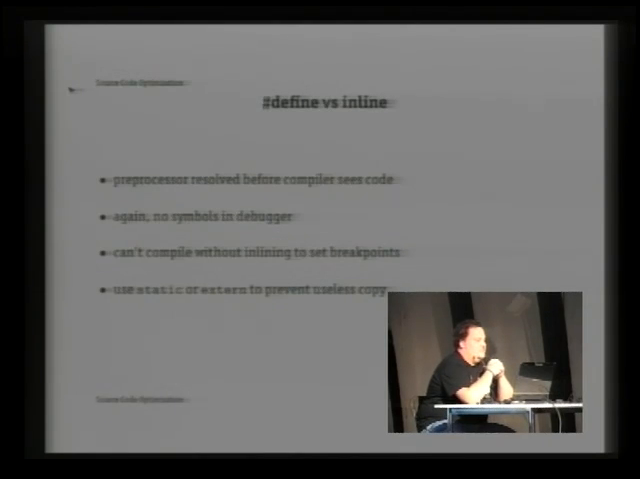This is something that's used often, but if you use #define, you get the same problem that you get with a #define for constants. The preprocessor resolves it before the compiler even sees it, so there are no symbols in the debugger, and you can't compile without inlining and set a breakpoint. So if there's a bug in your inline function, there's basically no way to find it in the debugger.